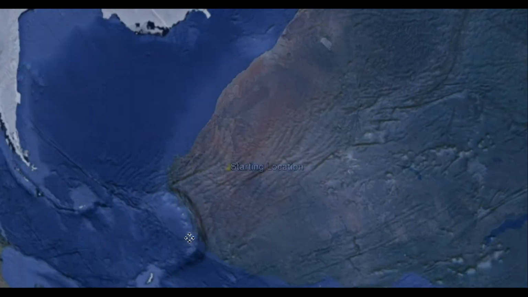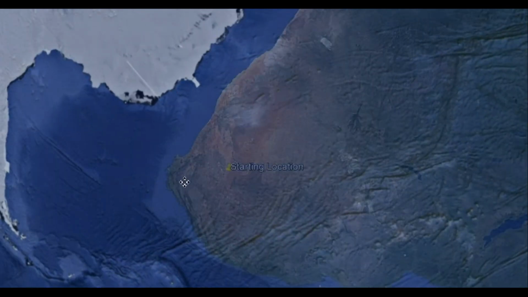You can easily see what tore this apart, because these are layers right here that look like they've been broken, shredded away.